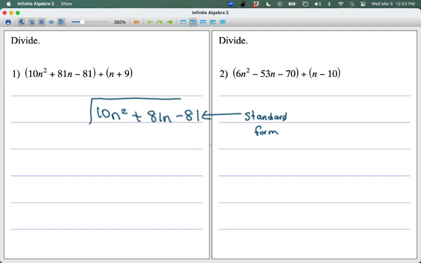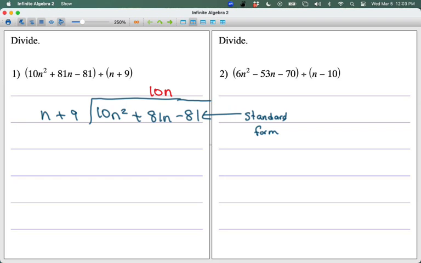We also need to have this one in standard form with the constant being last, n plus 9 here. We're now going to ask ourselves, n times what gives me 10n squared, or divide 10n squared by n. And we will get 10n. And we're going to write it above our like term.